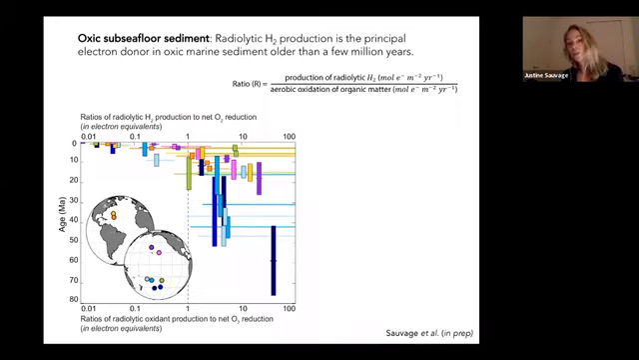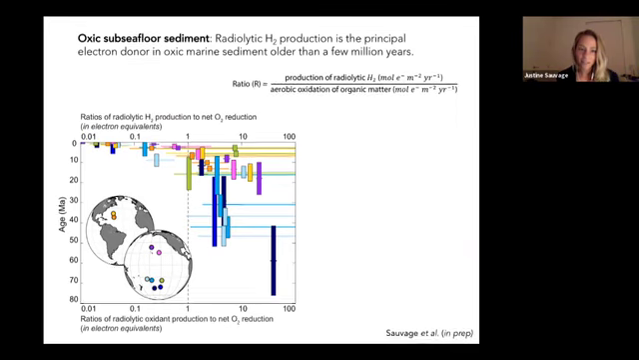And when you take the ratio, if that ratio is 1, it means that both the organic matter and the radiolytic hydrogen are being oxidized at the same rate. Then we can say both processes have the same relevance in terms of sustaining those microbial communities. But if we have a ratio higher than 1, that means radiolytic hydrogen is a primary source of fuel for those microbial communities.